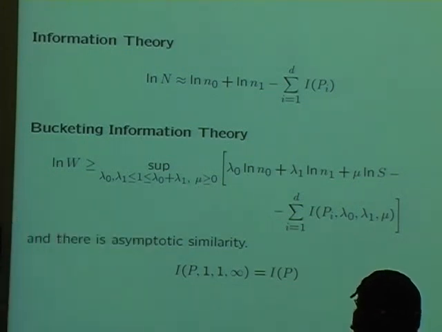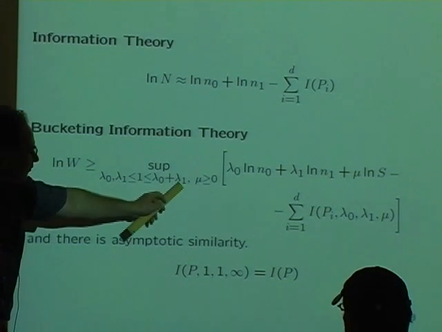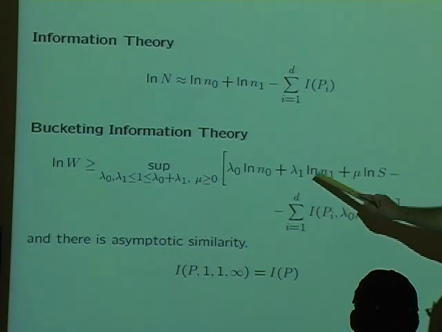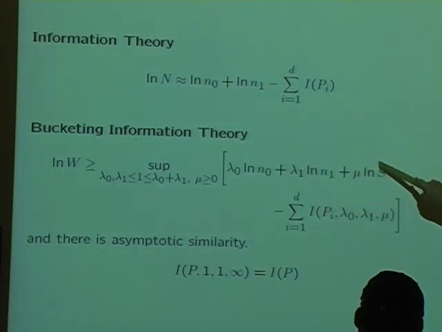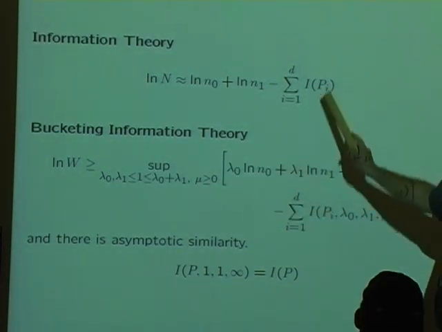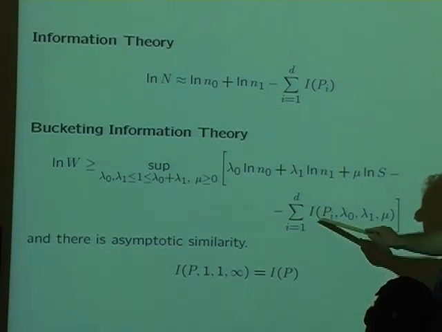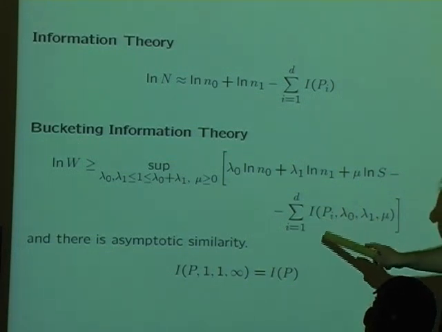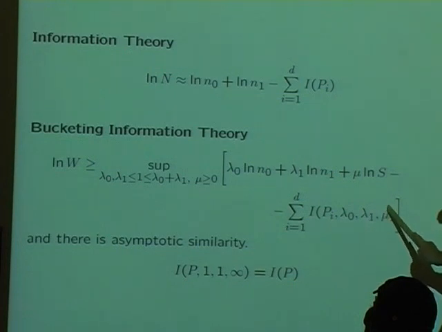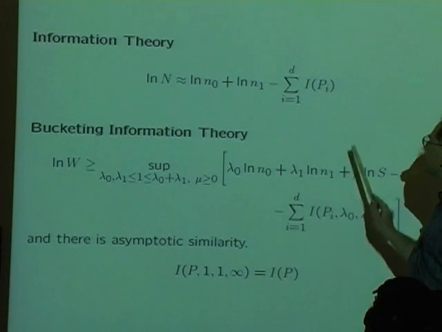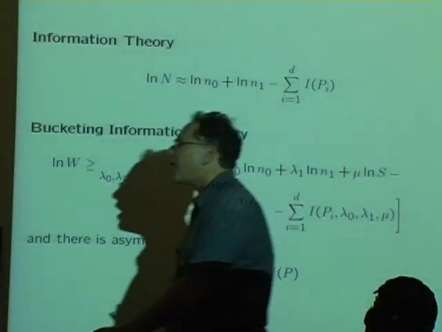It says that the amount of work is the supremum over something that depends on the size of the sets and the success probability, and I have to subtract information functions. Now, this information function depends on the matrix, but it has 3 parameters. And with particular values of these parameters, it is the same as the original information function.